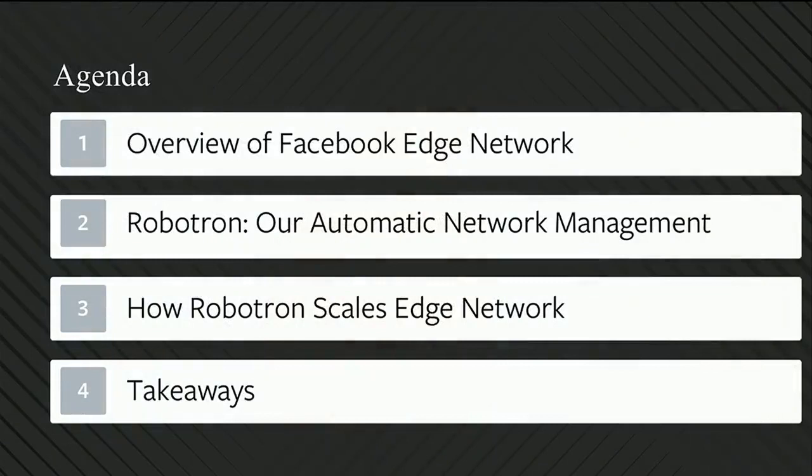This is the agenda of my talk today. First, I will give an overview of Facebook edge network. Next, I will talk about how we manage our network, which we use Robotron, our automatic network management system. Then, I will talk about how we use Robotron to scale our edge network in a fast, smooth, and incremental way. And finally, I will share some takeaways.